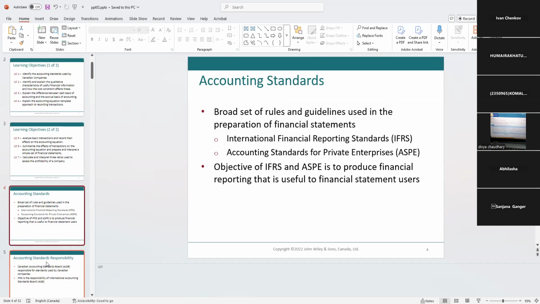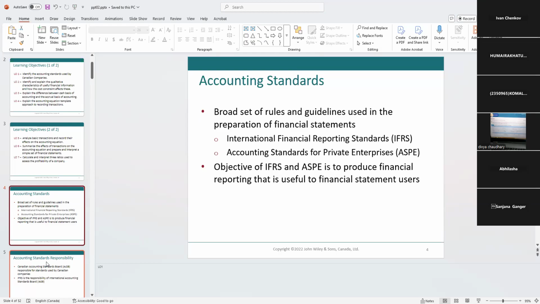Before we do that, we have to set up some rules and standards for accounting. We're using a set of standards based on the nature of the company. Is it public? Is it private? Is it a corporation or a proprietorship? They're all using the same standards, but based on whether it is public or private, there are 2 available standards.